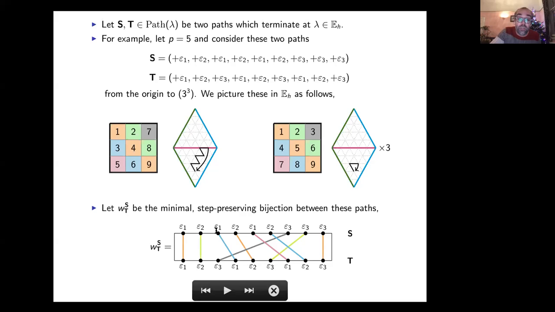So okay, here I've got an epsilon 1, here I've got an epsilon 1, so I have to match them up. Here I've got an epsilon 2, here I've got an epsilon 2, match them up. So it's minimal in the sense that I haven't put any extra crossings in. It's step preserving in that every epsilon 1 at the top goes to an epsilon 1 at the bottom. Same for epsilon 2, same for epsilon 3. And so this is the stupidest element you could possibly associate to these two paths, isn't it? You're not going to add extra crossings, that's silly. And oh, the colors match up, well, that's nifty. So it's really just this is the obvious thing to do.